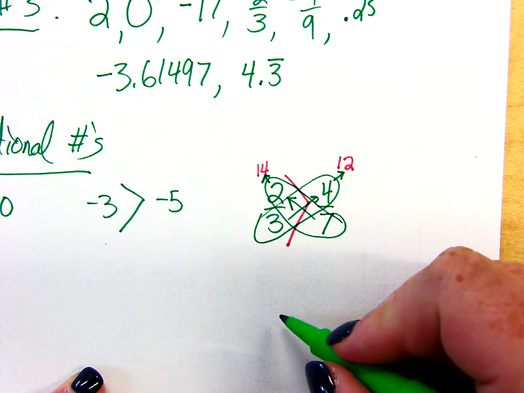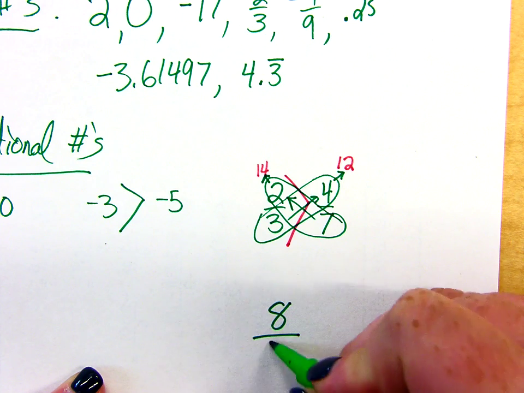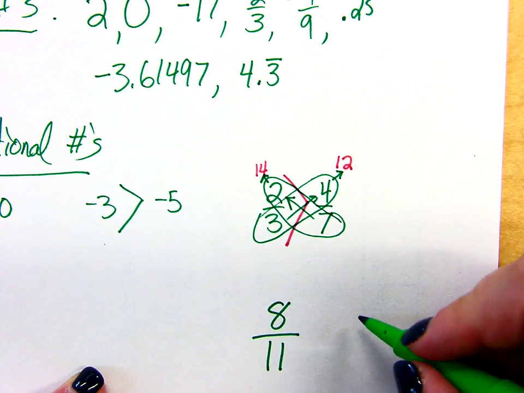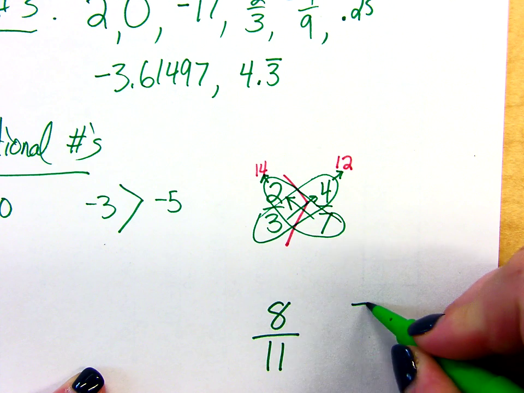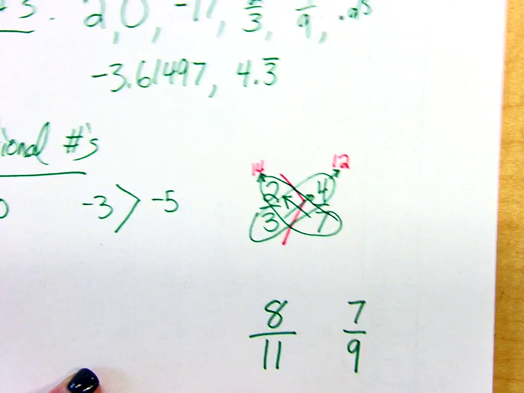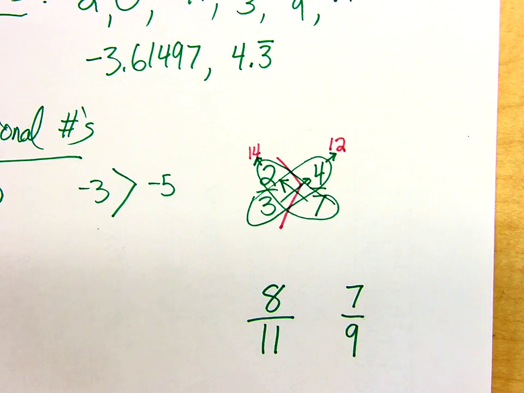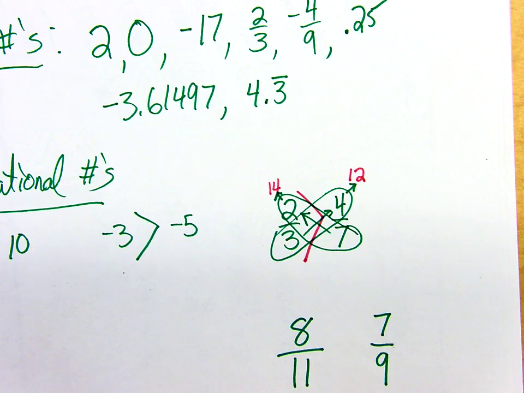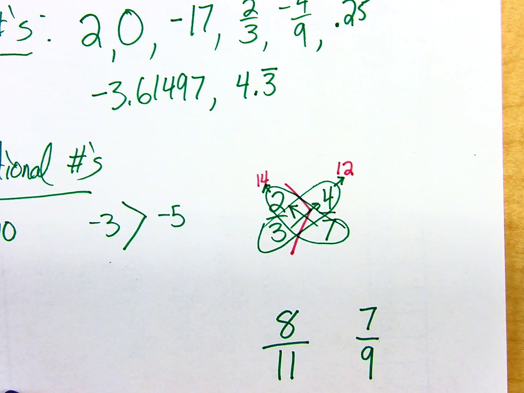Let's try something like, I don't know, how about 8 elevenths and 7 ninths. Try those two. You have an answer already? Thank you. Cohen, you have an answer already? Do you have a count system? No, I just use a sticky note.